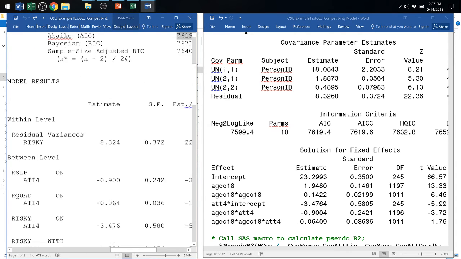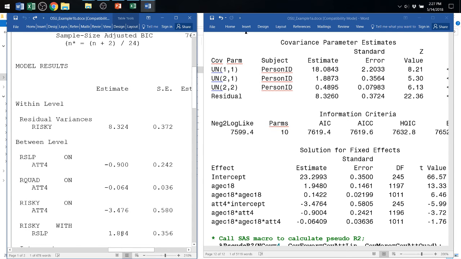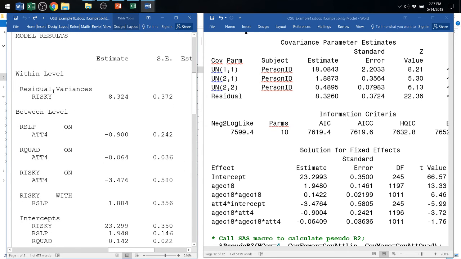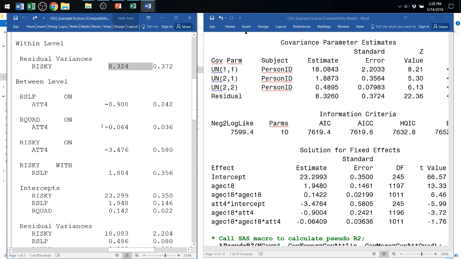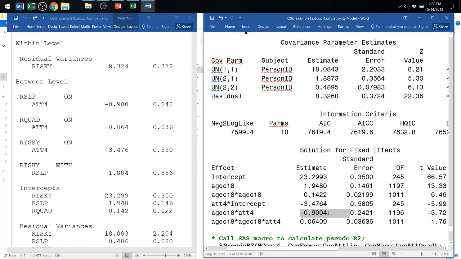Model results then. Within level. Residual variance for risky, 8.3. That shows up over here as your residual in the R matrix. Between level. First are your ons, so the effect of attitude on the linear slope, attitude on the quadratic slope, and attitude on the intercept show up here, here.